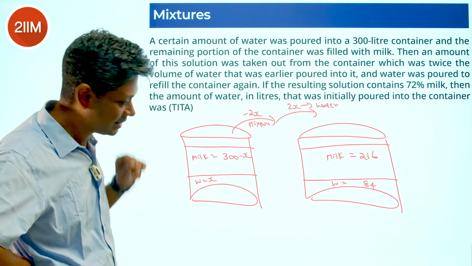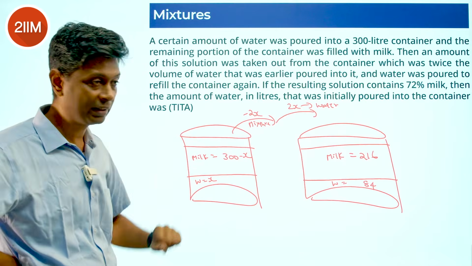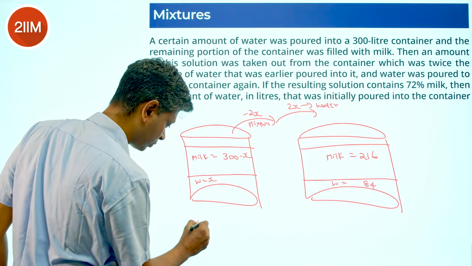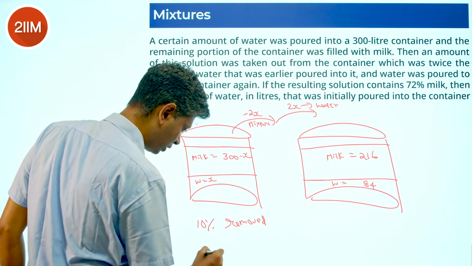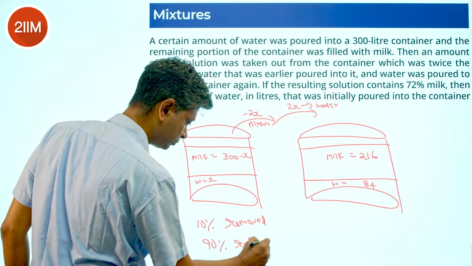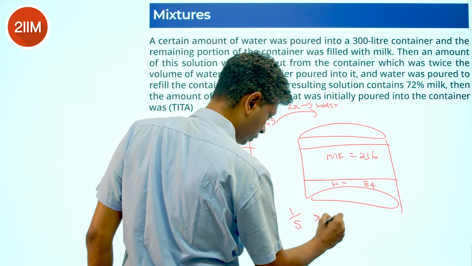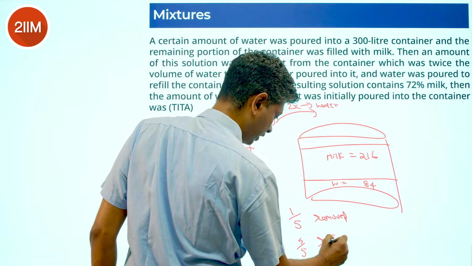300 minus x milk is there. What fraction of the overall volume is removed? 2x by 300. Imagine if 10% is removed, then 90% is retained. If 1/5 is removed, 4/5 is retained.